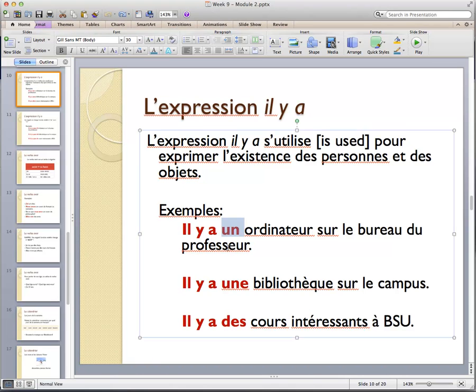Il y a un ordinateur sur le bureau du professeur. Il y a une bibliothèque sur le campus. Il y a des cours intéressants à BSU. So, there is a computer on the professor's desk. There is a library on campus. Or, there are some interesting classes at BSU.